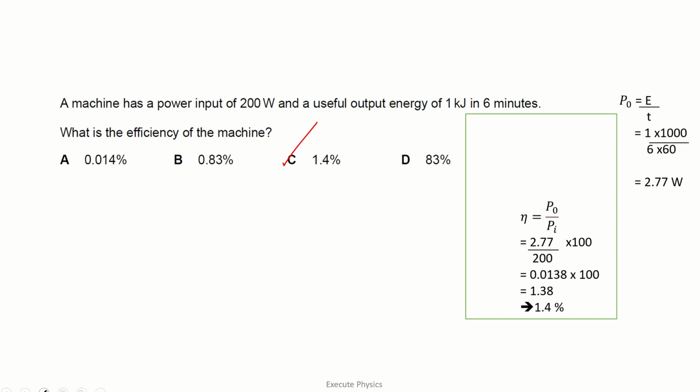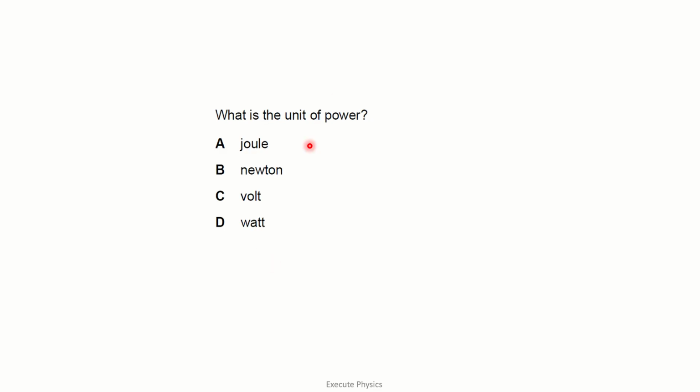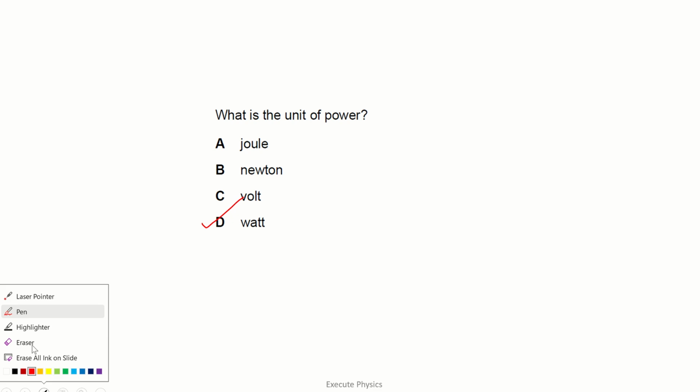So the next question. What is the unit of power? Simple question, right? Direct question. It is watt. Joule is the unit of energy. Okay, don't confuse between both. Joule is the unit of energy. Watt is the unit of power. So the correct answer is option D.